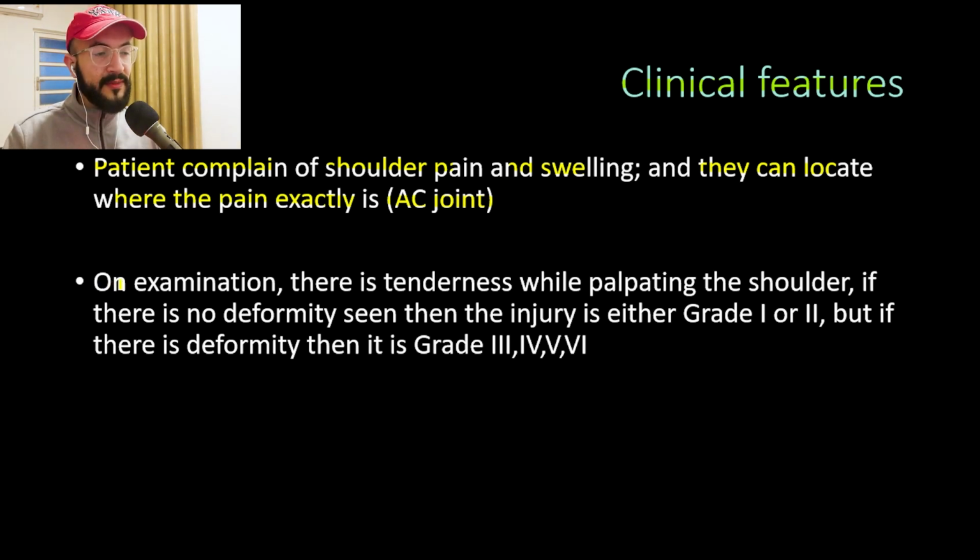And when you examine them, so on examination, there is tenderness over the AC joint while palpating the shoulder, and if there is no deformity seen, then the injury is either grade 1 or grade 2. But if there is deformity, then it is Rockwood grade 3, 4, 5, or 6.